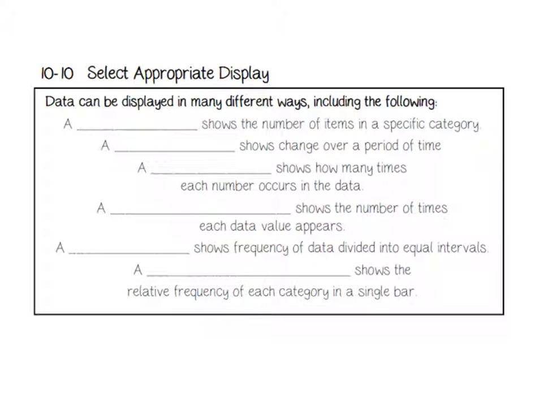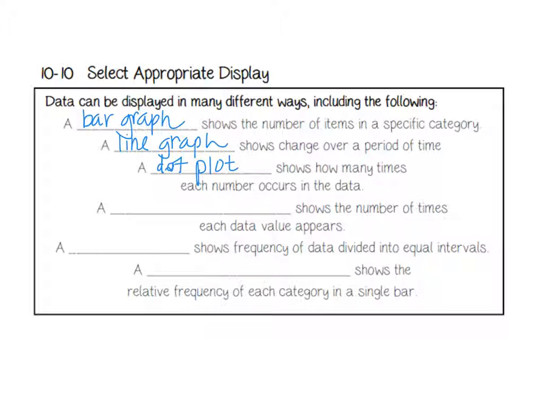So the first one we're going to talk about is a bar graph. That is one that shows the number of items in a specific category. A line graph shows change over a period of time. A dot plot shows how many times each number occurs in the data.